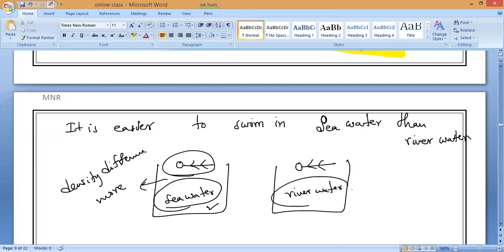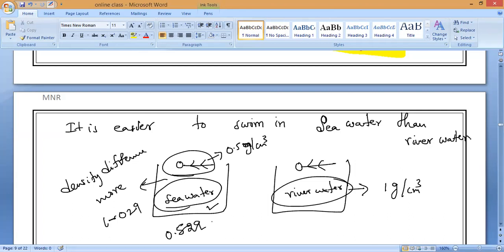And here, river water, if you have taken, river water density is 1 gram per cubic centimeter. For example, now the human body density is 0.5 gram per cubic centimeter. And seawater density is almost 1.029. So the density difference is how much, Hari? 0.529 gram per cubic centimeter. But here, the body density is 0.5, so 1 minus 0.5 equals 0.5 gram per cubic centimeter.